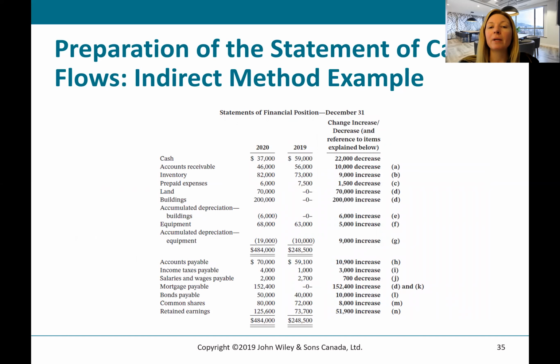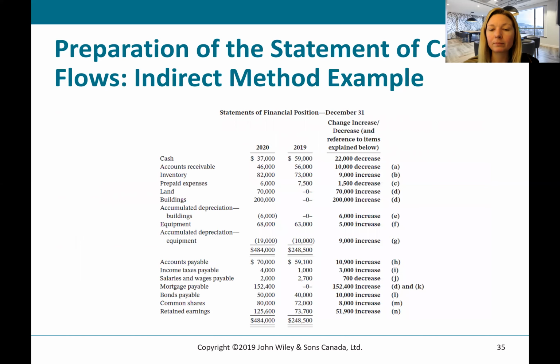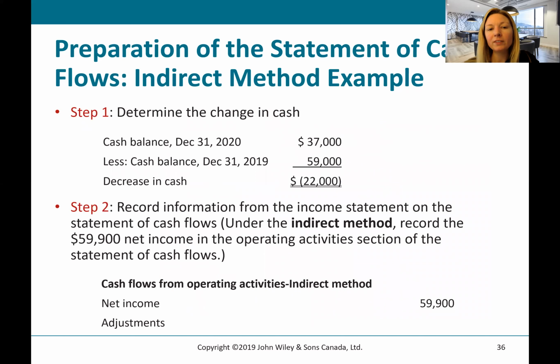So here we're given a comparative statement of financial position, and then here we have our income statement. Definitely a lot more accounts going on than in the example we just saw, but they've still run the change through, which is really handy. So the first thing we're going to do is determine the change in cash, and this is what our cash flow statement needs to reconcile to. These amounts are right off of the statement of financial position. So cash decreased by 22,000.